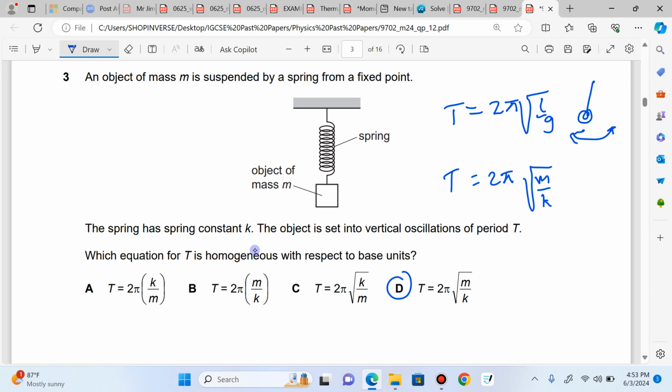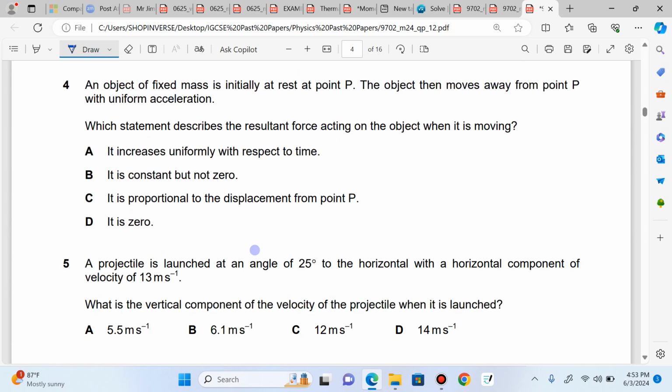We go straight to question number 4. An object of fixed mass is initially at rest at point P. The object then moves away from point P with uniform acceleration. Which statement describes the resultant force acting on the object when it is moving? You know, we were told that the acceleration is uniform. So whenever you have uniform acceleration, then you know you have uniform force. The force must be uniform.